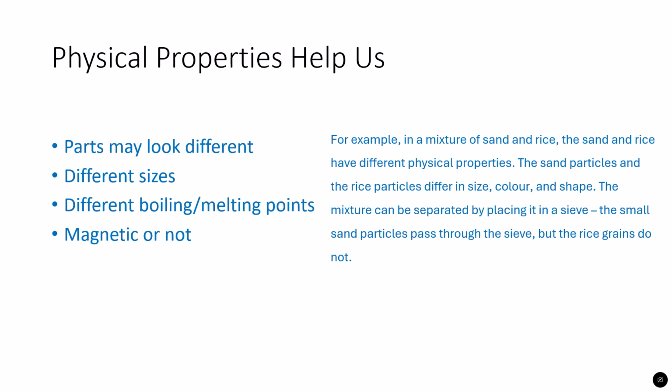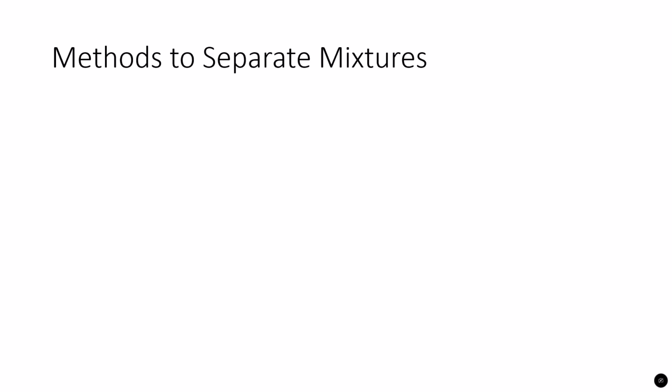Okay, so physical properties, basically you look at the parts that make it look different, you look at the size, you look at the boiling points and the melting points, whether it is magnetic or non-magnetic. And say you need to now separate the mixtures. So, for example, if you have sand and gravel, or you have sand and rice, and if you put sand and rice through a sieve, the sand is going to go through and all the rice is going to stay on top. So you need to know this for exams.